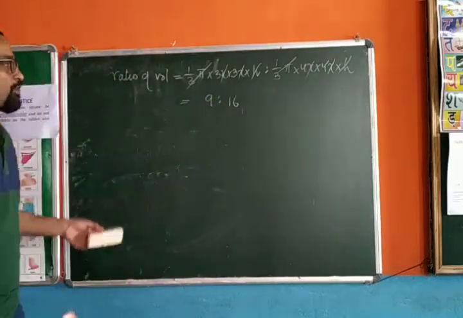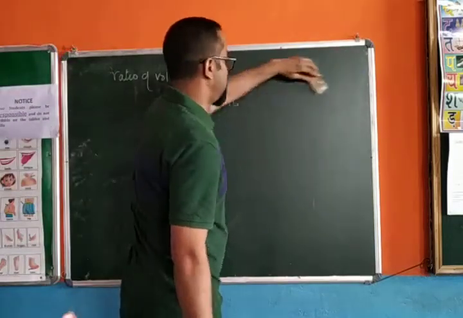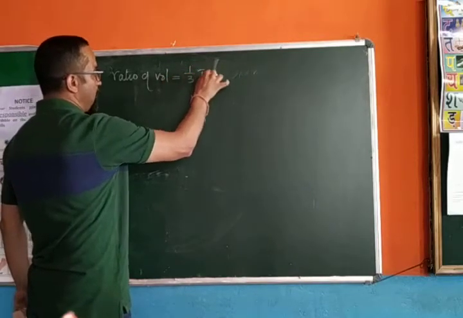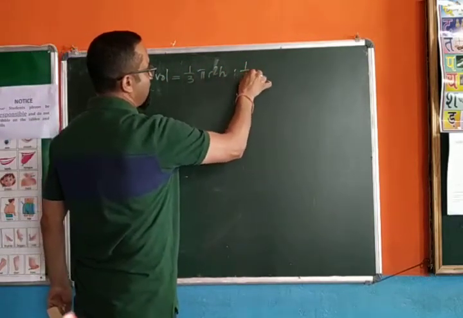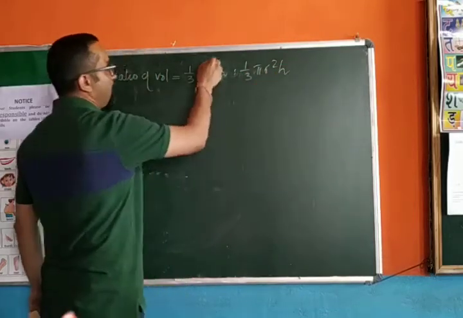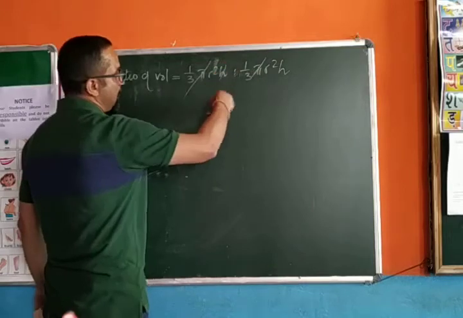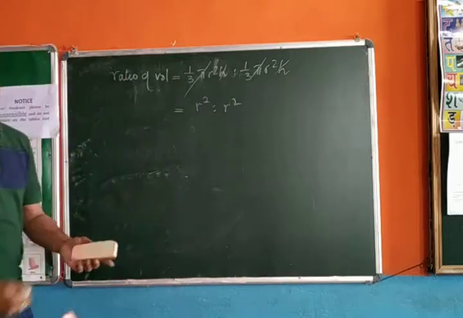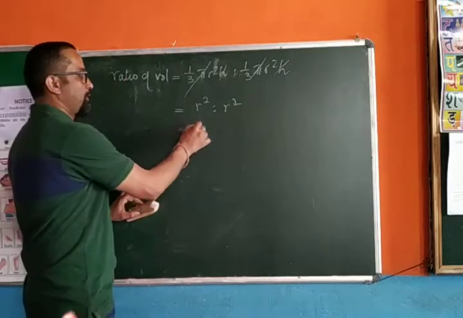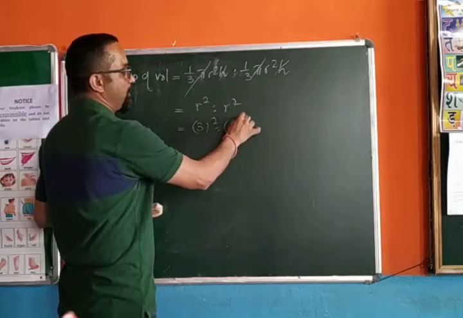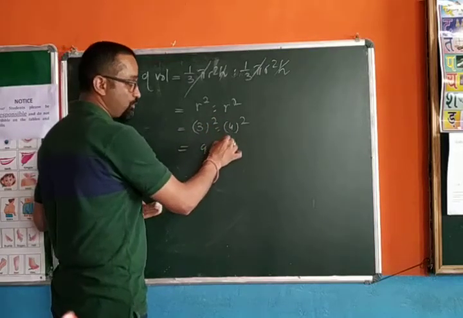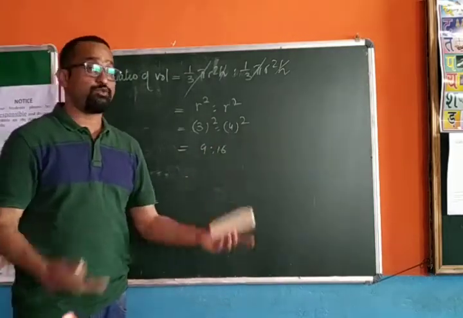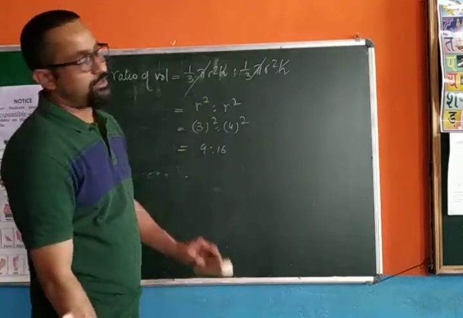This is one way to solve it, or you could solve it like this. Ratio of volumes equal to 1/3 pi r square h is to 1/3 pi r square h. 1/3 pi cancels, height cancels. You are left with r square is to r square. You cannot cancel it because they have different radius. 3 square is to 4 square, which is equal to 9 is to 16. This is another way to find the ratio of their volumes when radii are given in the ratio.